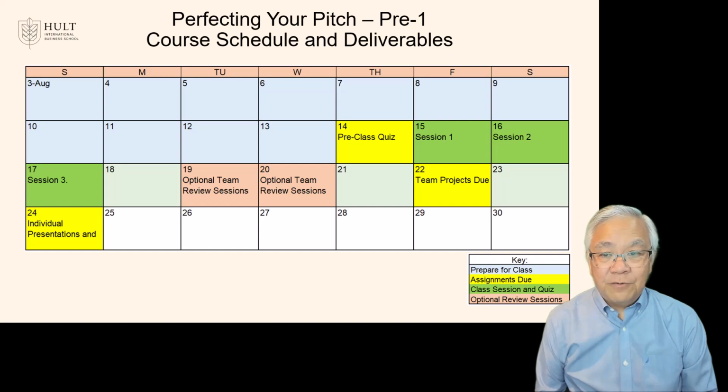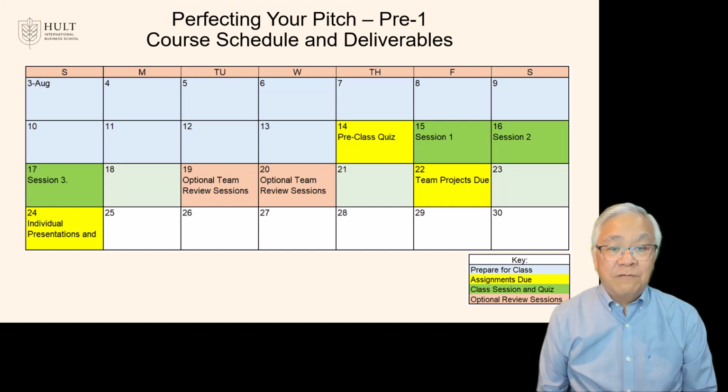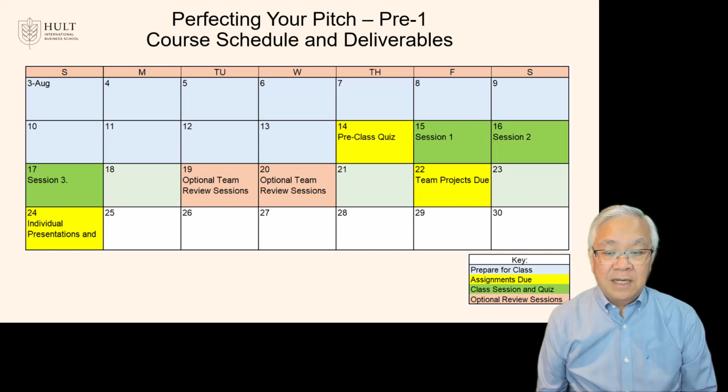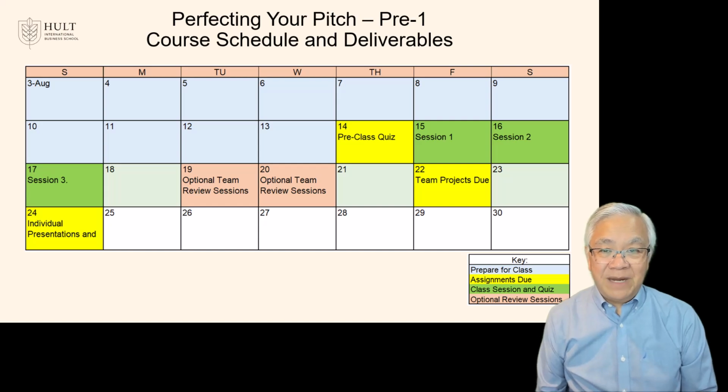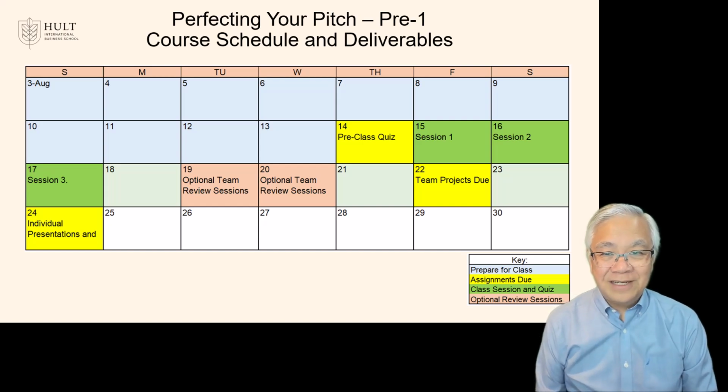The schedule for the pre-1 group for Perfecting Pitch is as follows, and it shows the deliverables as well. So in green are those 3 days, Friday, Saturday, Sunday. In yellow are the deliverables, the pre-class quiz, the team project, which is due the Friday after we get together, and then the individual presentation the Sunday after that. The logic of that is that individuals will have time to prepare their oral presentation and deliver it and record it, and you have 2 days to do so.